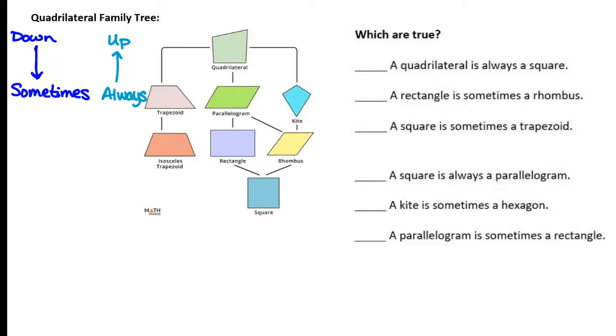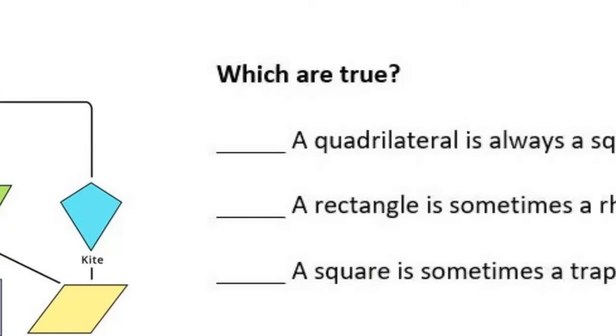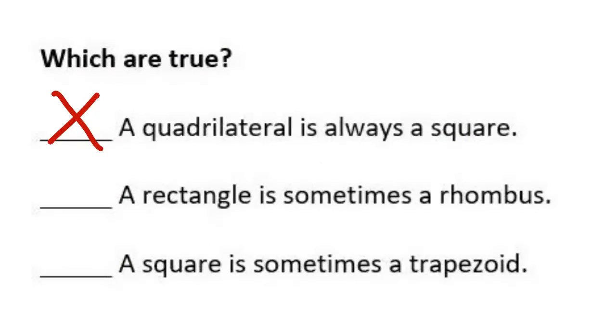All right, let's see if we can figure out which of these are true. A quadrilateral is always a square. False. What word could I change to make it true? Yes, we can change always to sometimes. Sometimes a quadrilateral is a square. Sometimes a quadrilateral is a trapezoid.